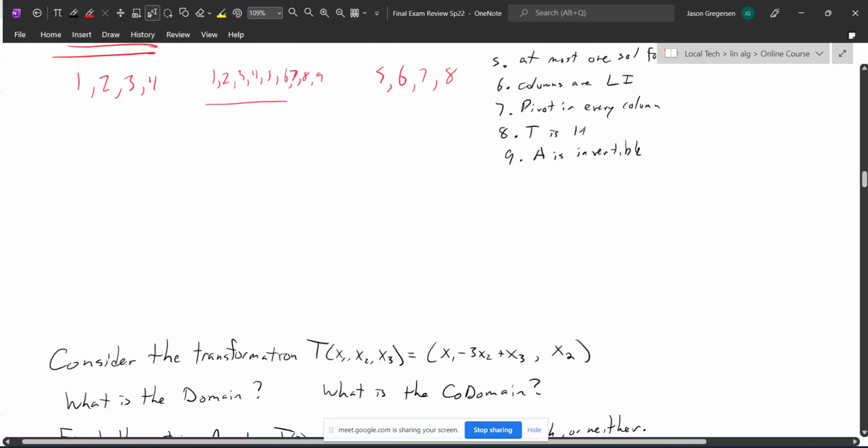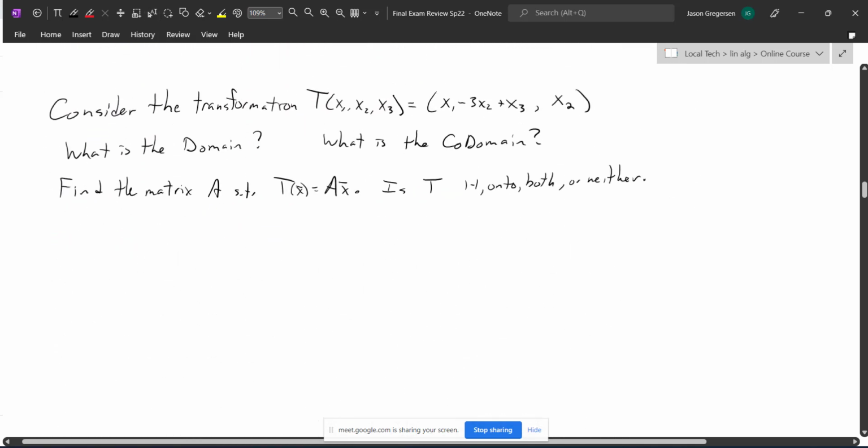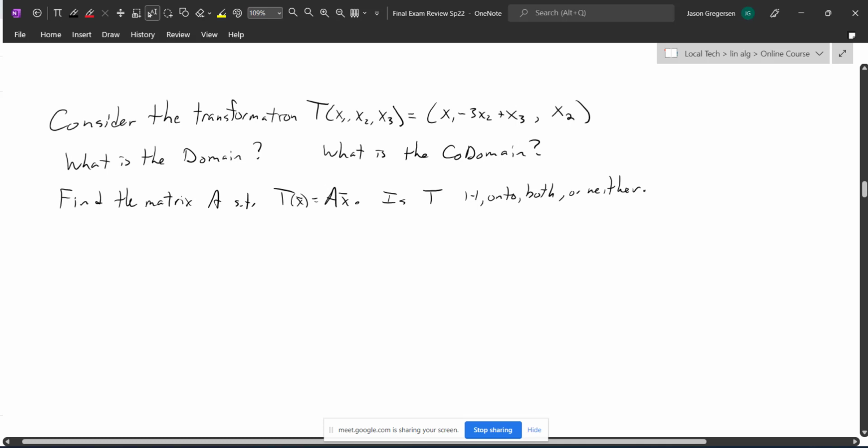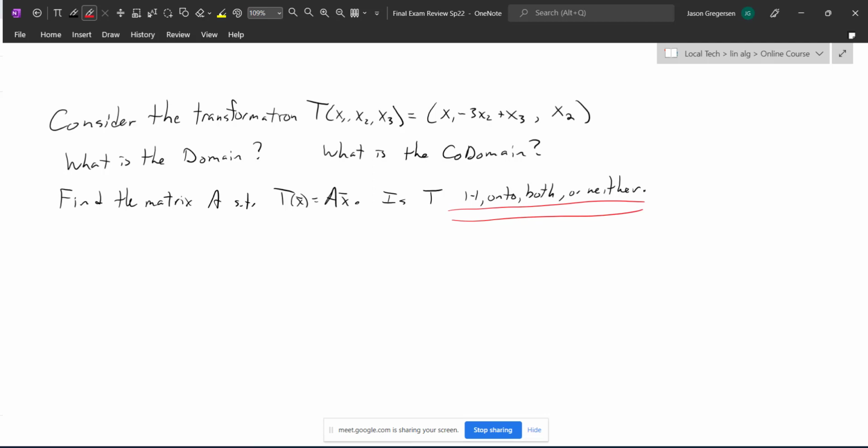All right, next we're going to review some transformation stuff. So we need to be able to work with transformations. Consider this transformation that takes the input x1, x2, x3, outputs x1 minus 3x2 plus x3, comma x2. And we want to know what the domain is, what the codomain is, and then we're going to find the matrix that does the transformation and determine if it's 1 to 1, onto, both, or neither. When you get all the way through the problem, go ahead and write your answer to the last one into the chat. That way I'll know you've had time to work on it and I can work through my solution.